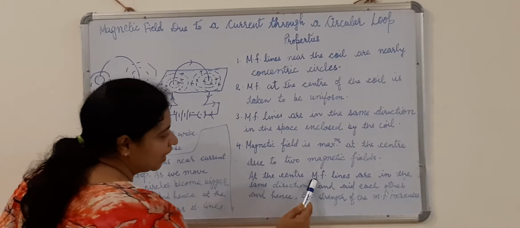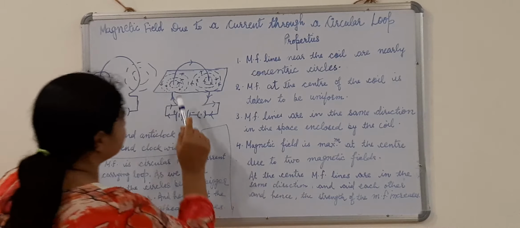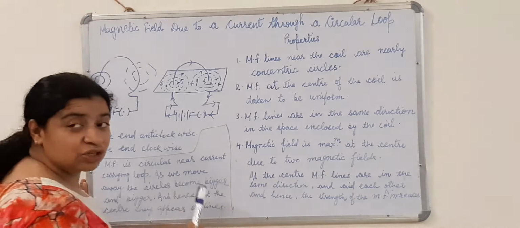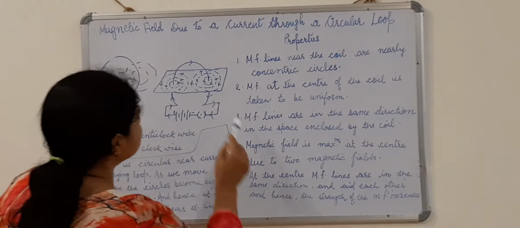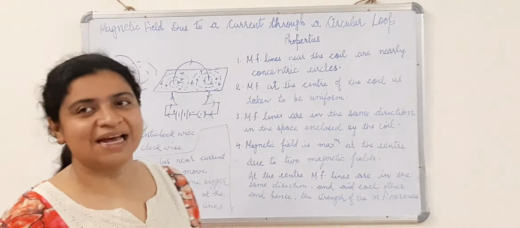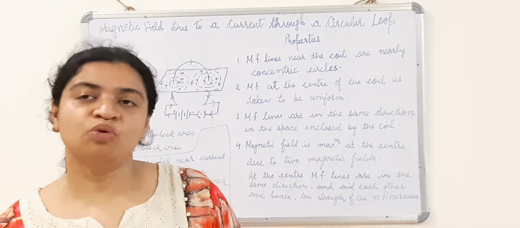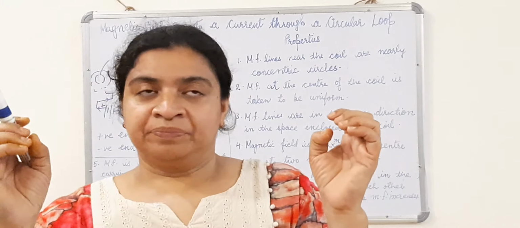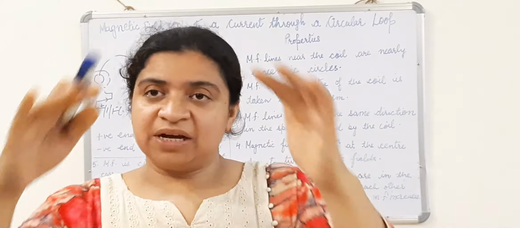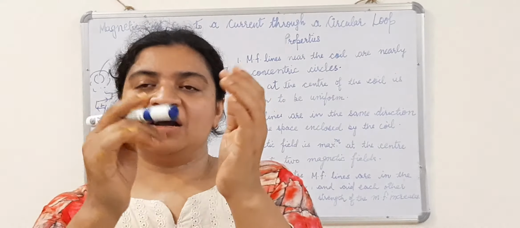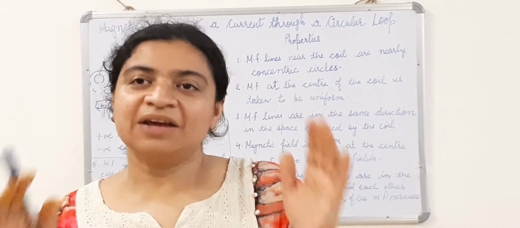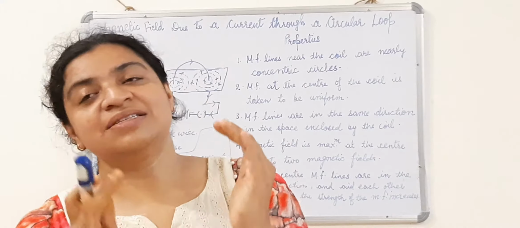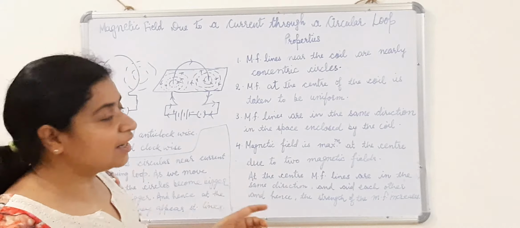At the center, magnetic field lines are in the same direction. They are moving in the same direction and hence aid each other. Aid each other means help each other, and hence the strength of the magnetic field increases. If these two magnetic fields are in the opposite direction, they will cancel each other. If they are moving in the same direction, they will add up. Hence the strength of the magnetic field at the center increases.